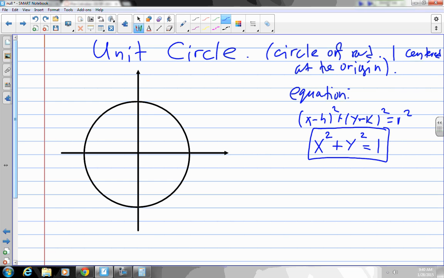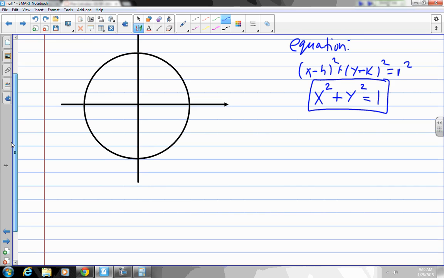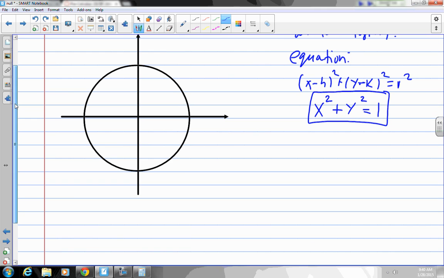Okay? Well, I want us to label some points on this circle, because this is a circle in the xy plane. Now, this point right here is easy to label, right? Radius is 1. What do you think that point is? 1, 0. What do you think that point is? 0, 1. What is that point? Negative 1, 0. And that point? Right. Okay, good.